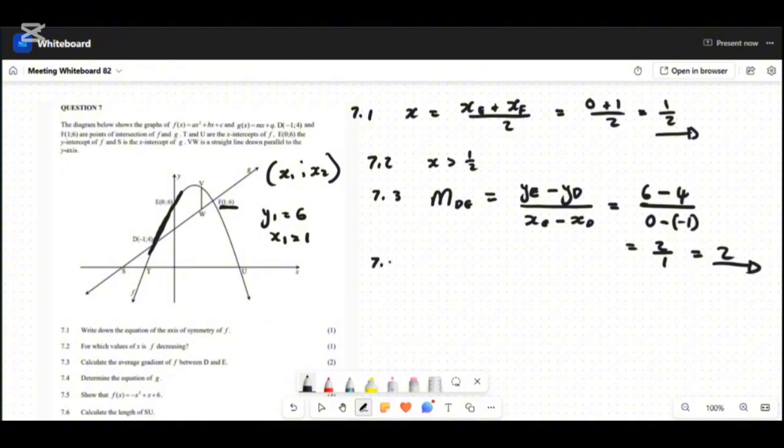Then 7.4, they said determine the equation of G. G is our straight line, right? Okay, wait. Let me clean my diagram.